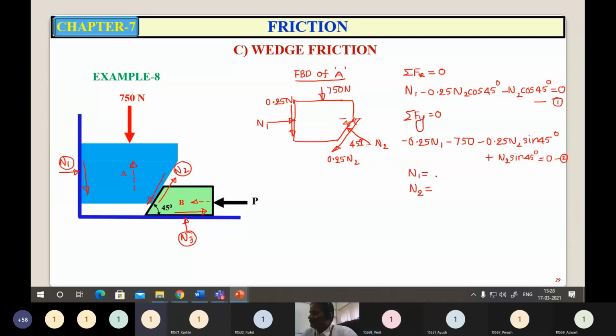N1 is 882.32 and N2 is 998.33. No, sir, N1 is 2136.28 and N2 is 2419.35. Right. So what is N1? 2136.28. N2? 2419.35. Right. You have to be very careful with the calculations.